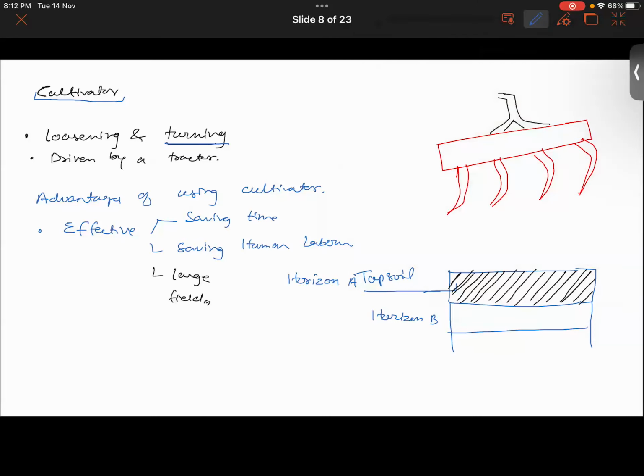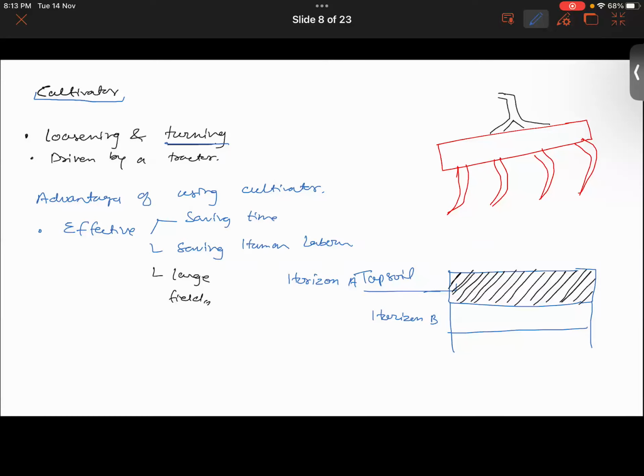Getting it now? So if you go to a village, you will see that people usually pay for cultivating their soil using this cultivator on an hourly basis, for like 500 or 1,000 rupees. So that is all about the ploughing.